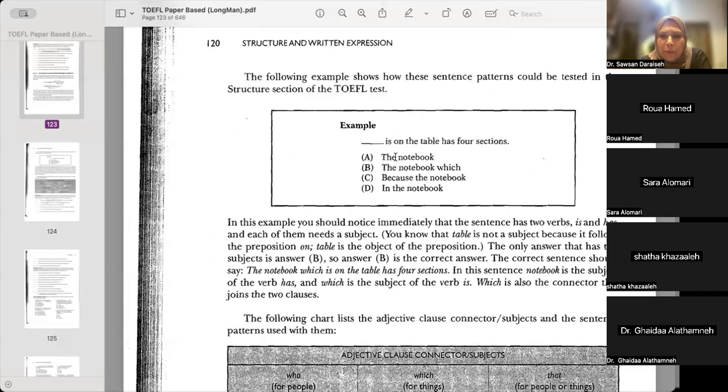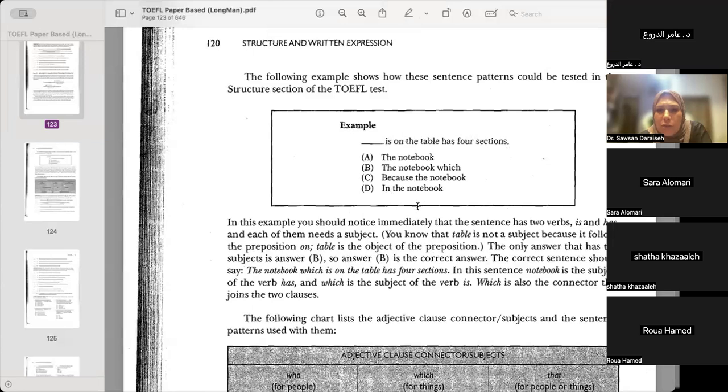Look at this. Is on the table, so there's a verb here, and there's a verb here. And I don't see a connector. Do you see a connector? I don't. So we need a connector. But we also need a subject, okay? So where is the option that shows a subject and a connector? This is what we want to do, right, Dr. Amir?